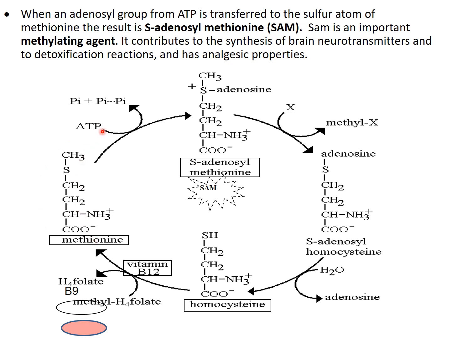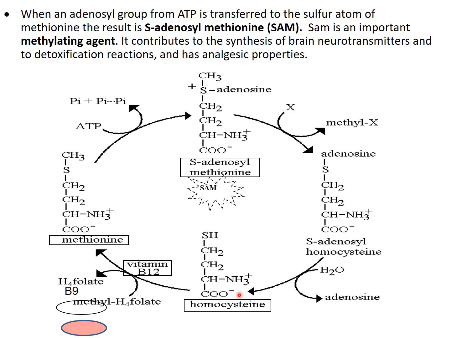Methionine takes the adenosine group from ATP and produces S-adenosyl methionine. This is the active methyl group carrier. So in the next step, the methyl group can be added to other molecules; methylated proteins are important, methylation of purines and pyrimidines is important, and so on. The byproduct here is S-adenosyl homocysteine, which will lose the adenosine group, and homocysteine will be produced.